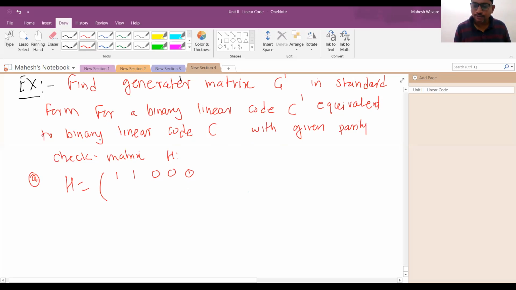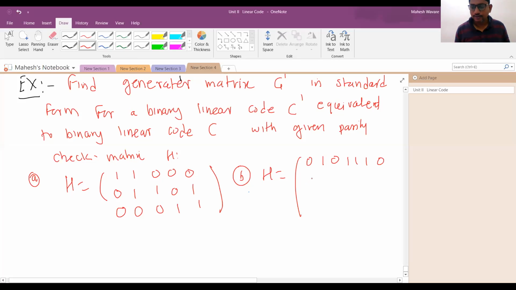Double 1, triple 0. Next 0 1 1 0 1, and the third row is double. This is the first example, and for the same, the second example is of length 7. So 0 1 0 triple 1 0. Next 1 1 1 1 triple 0. Next is 0 1 1 0 1 0 1.